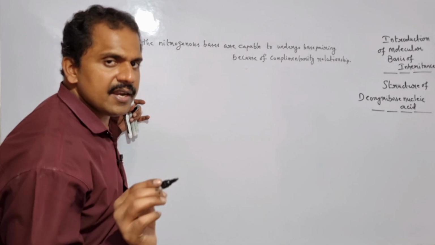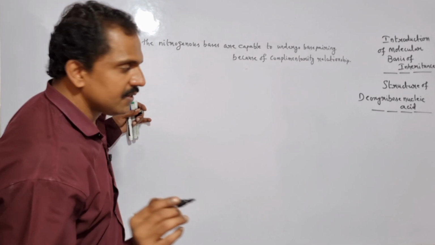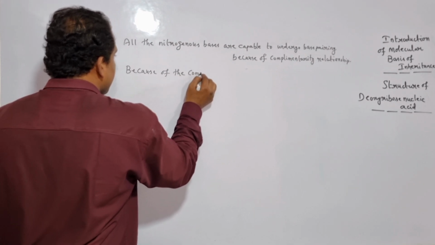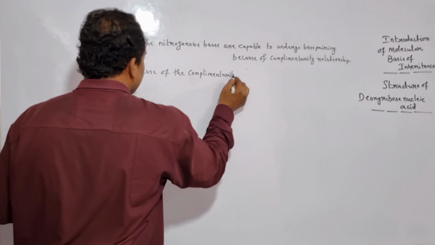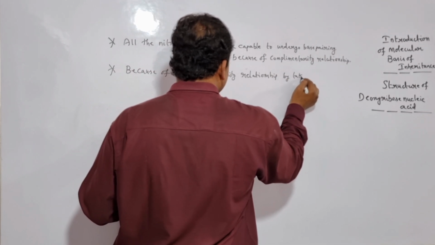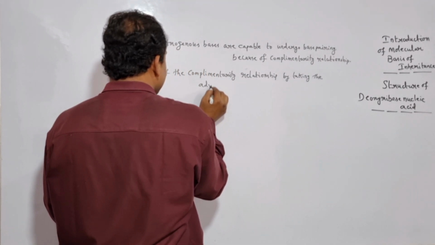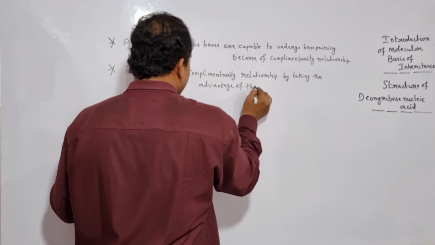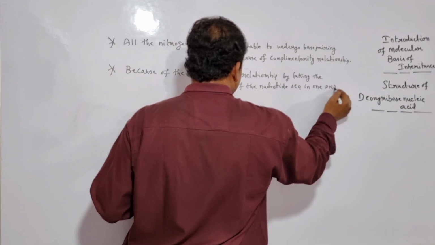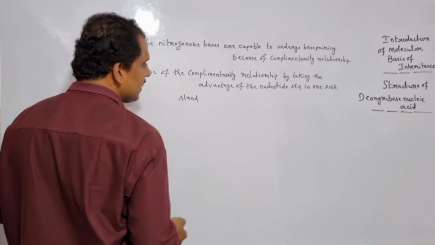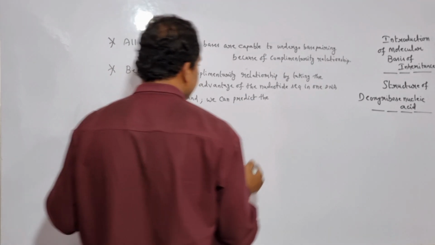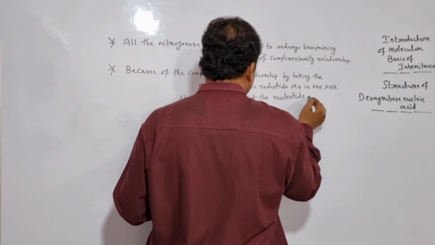Right? So because of the complementary relationship between the nitrogenous bases, by taking advantage of the nucleotide sequence in one DNA strand, we can predict the nucleotide sequence in another strand.